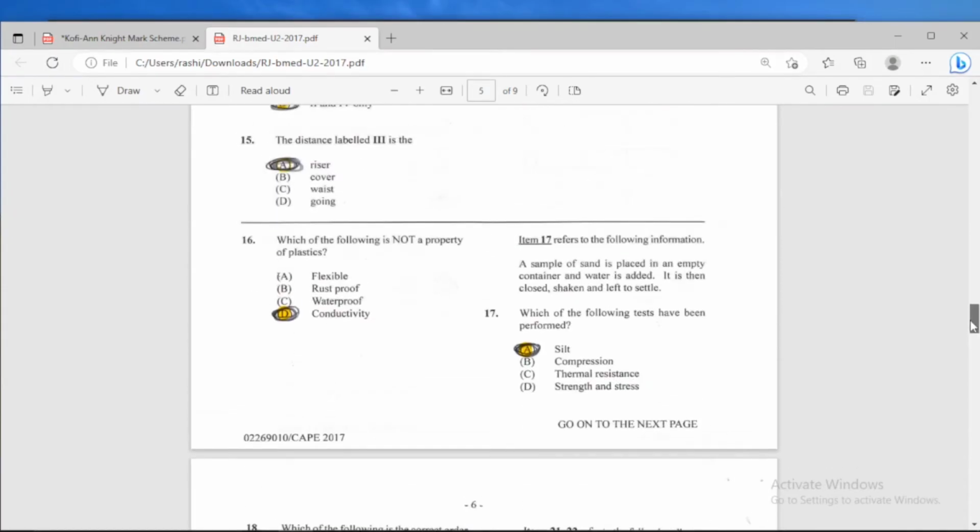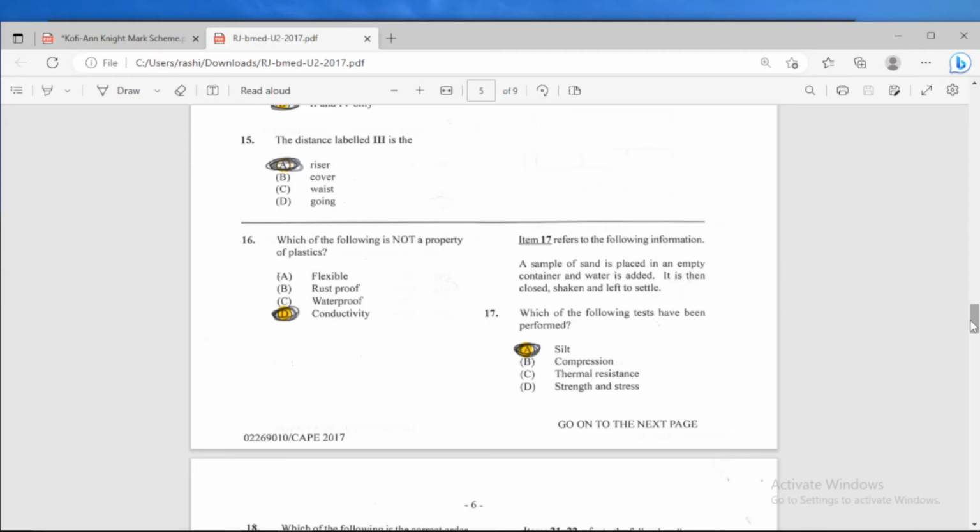Number 17 here says, item 17 refers to the following information. A sample of sand is placed in an empty container and water is added. It is then closed, shaken, and left to settle. Which of the following tests have been performed? Is it a silt test, compression test, thermal resistance test, or strength and stress test? In this case, it would be a silt test.